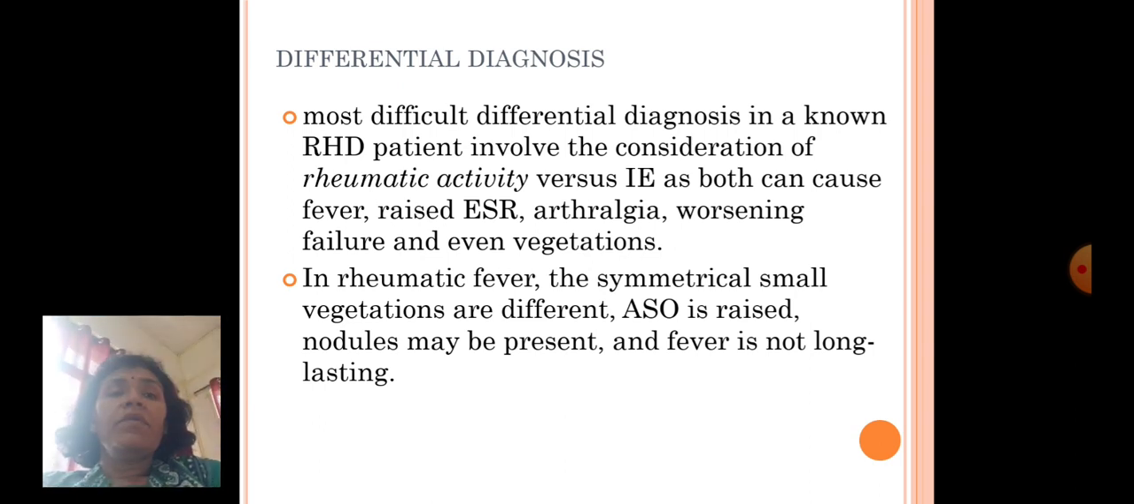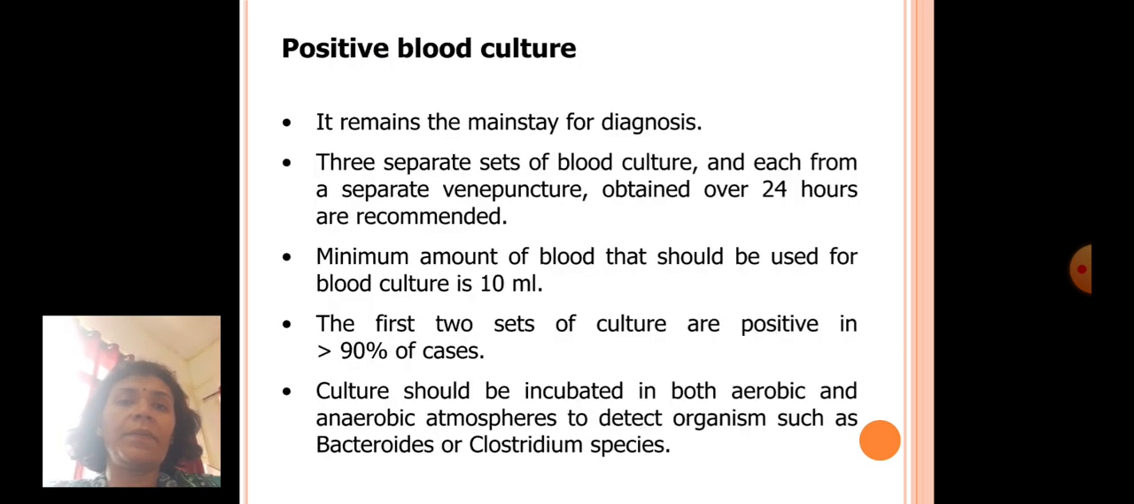In rheumatic fever though, the symmetrical small vegetations are different. The ASO titer is raised, there may be presence of nodules, and fever is not long lasting. So these can help point toward the presence of rheumatic activity.